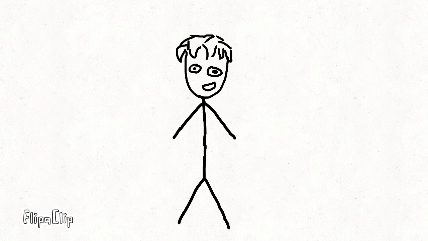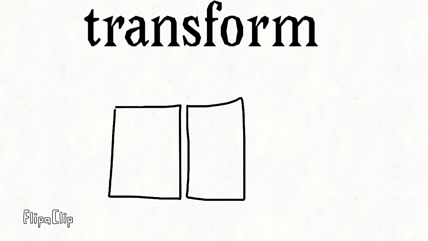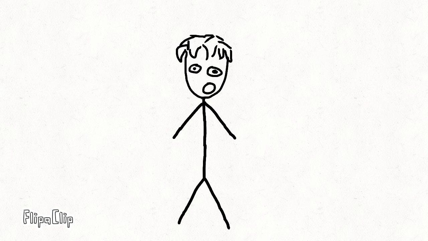And the last one is the transform boundary, where two plates are sliding back and forth, causing earthquakes.